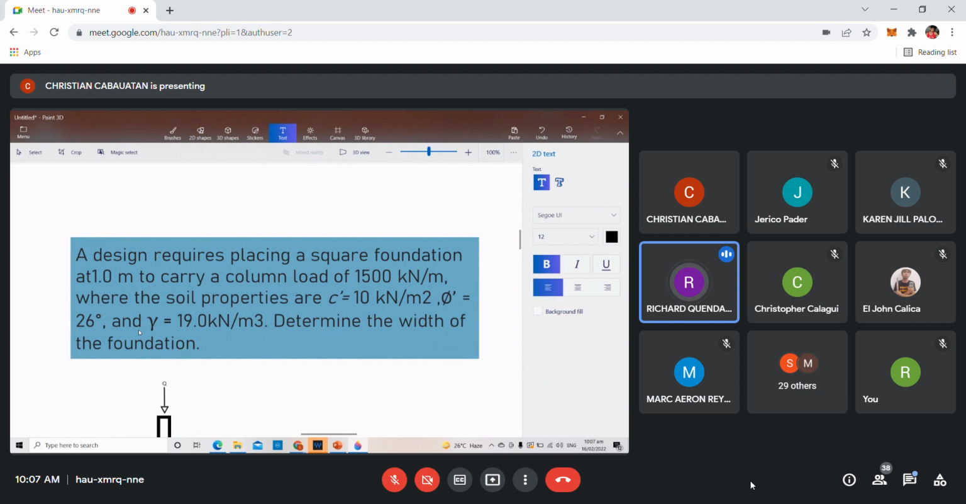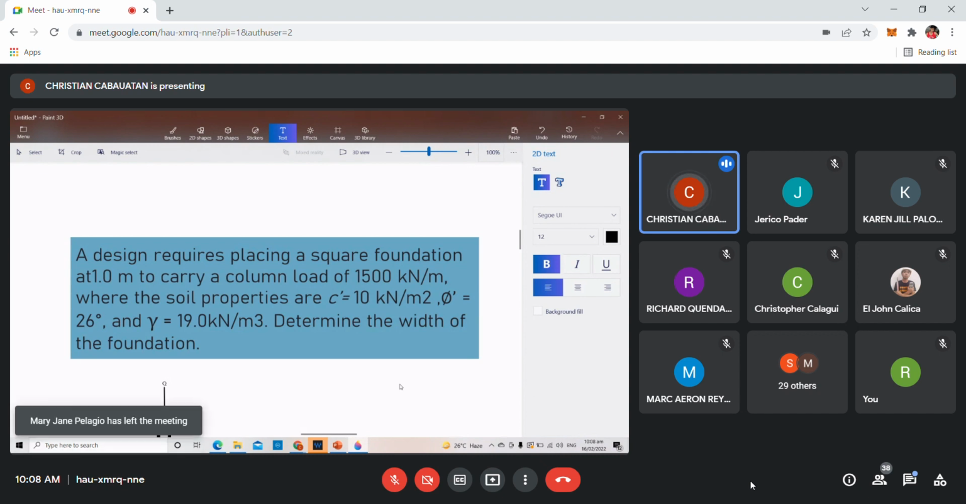A design requires placing a square foundation at 1 meter to carry a column load of 1,500 kilonewtons per meter, where the soil properties are C prime is equal to 10 kilonewton per meter square, Phi prime is equal to 26 degrees, and gamma is equal to 19 kilonewton per meter cube. Determine the width of the foundation. Okay. So, ang hanapin natin daw dyan, it is the width of the foundation.